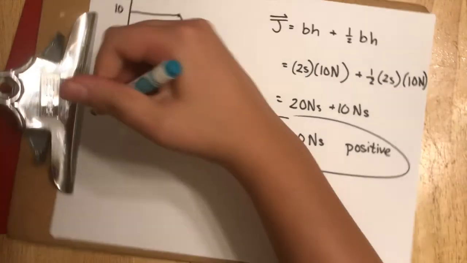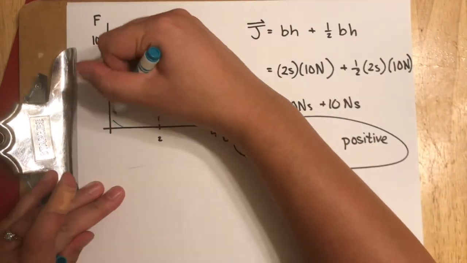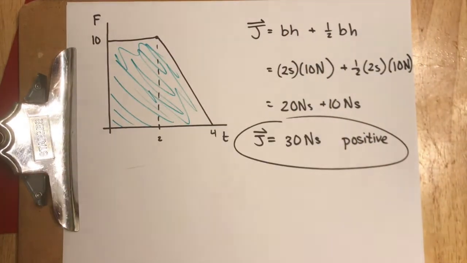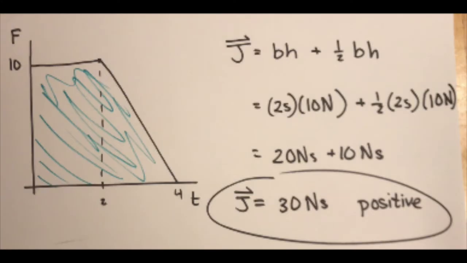Notice that this impulse is positive because the area we're dealing with is this area above the x-axis. This means I must have had a force acting in the positive direction. Either a force up or a force right would give me a positive impulse.